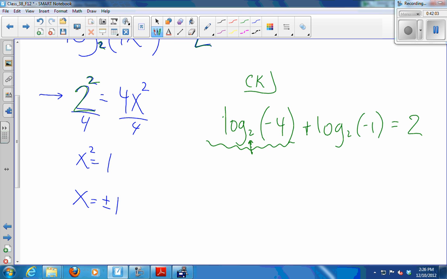When I write log base 2 of negative 4, if I ask you to come up with a number, what does that equal? I could rephrase the question as: 2 to what power would give you negative 4? But there is no such power. There's nothing you can raise 2 to get a negative number. So negative 1 is not one of my solutions. It's just x equals 1. Right, it's a non-real answer.